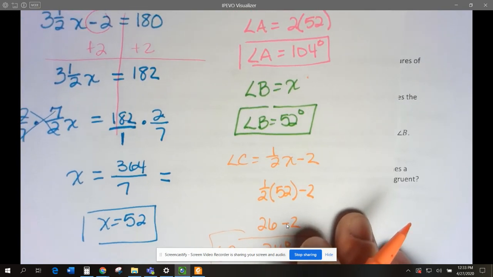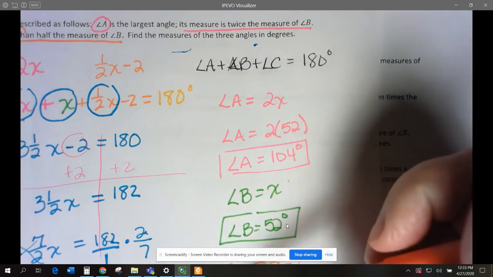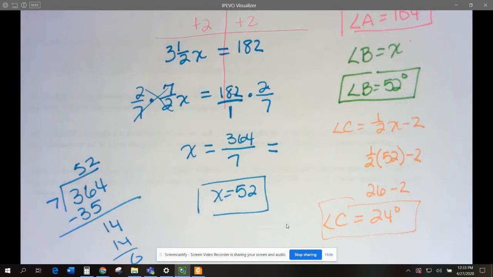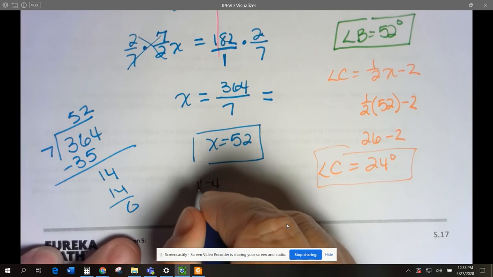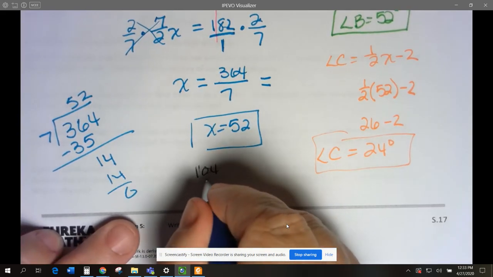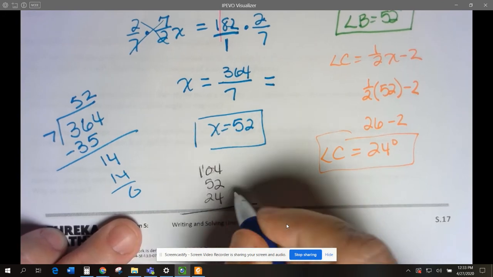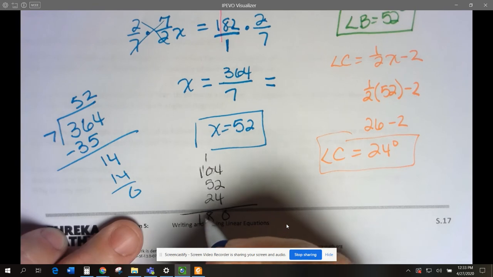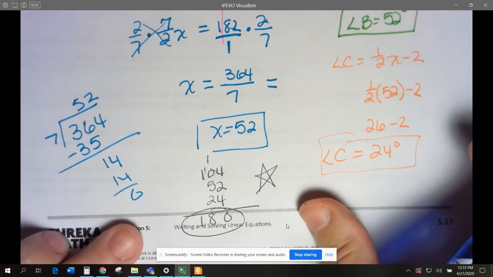If we want to prove we're correct, angle A plus angle B plus angle C should equal 180 degrees. So let's check that out. Angle A is 104. Angle B is 52. And angle C is 24. When we add these up, we get 180 degrees. So once again, we are correct.